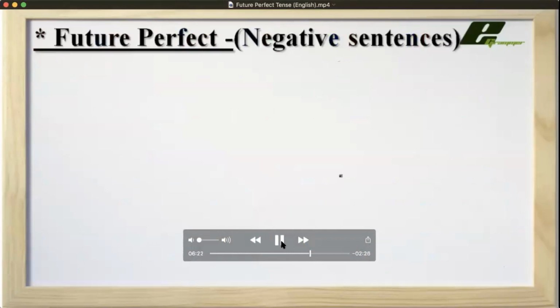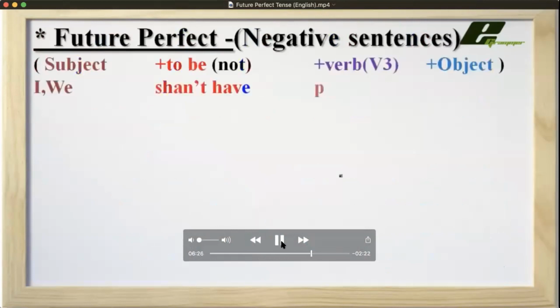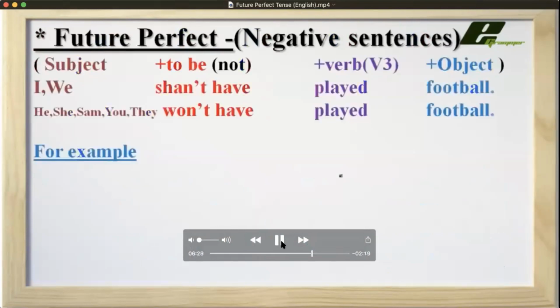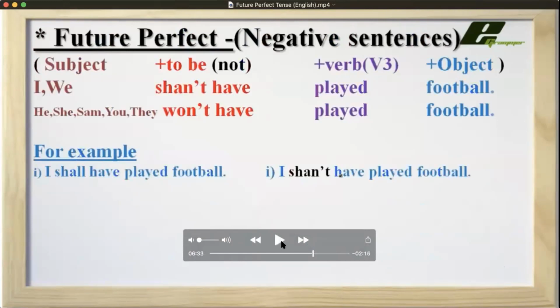Let's see also the short form of the negative sentence. Let's transfer from the full form of the negative sentence to the short form. Here, I shall have played football changes into I shan't have played football. This is the contraction form of shall not.